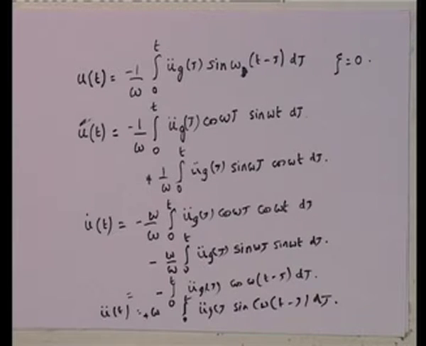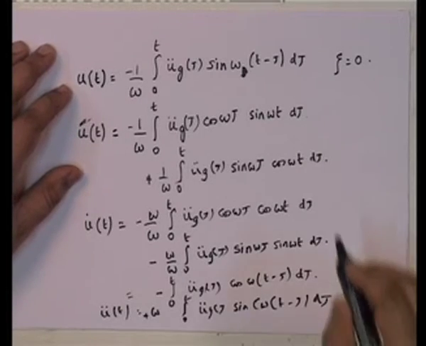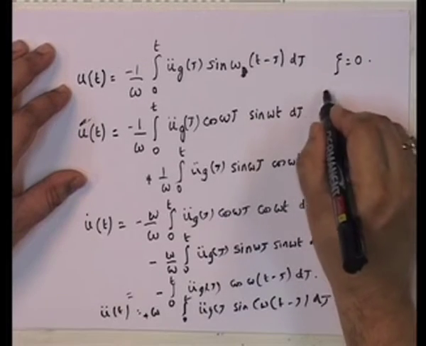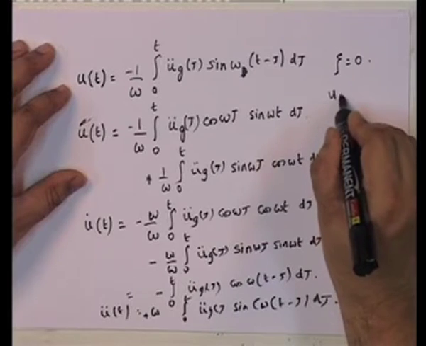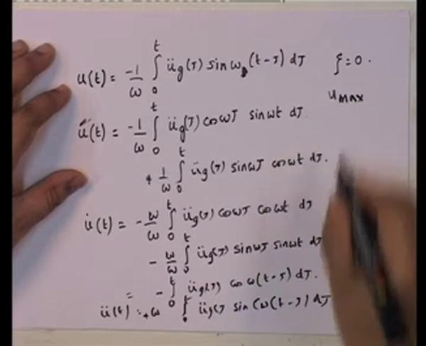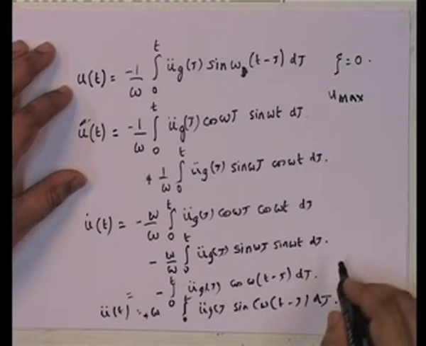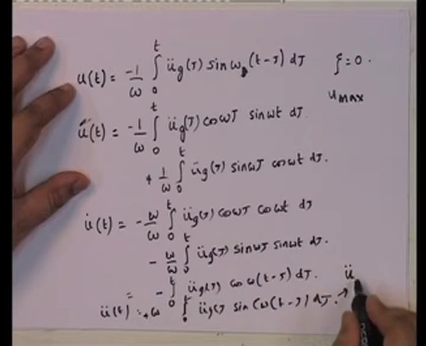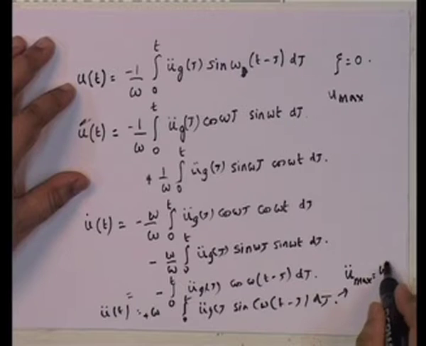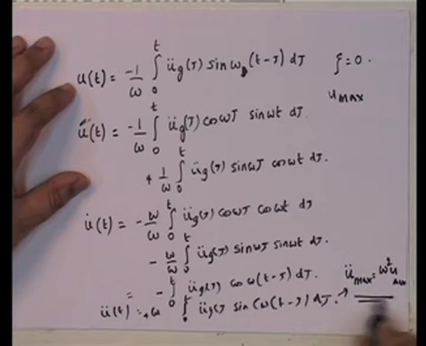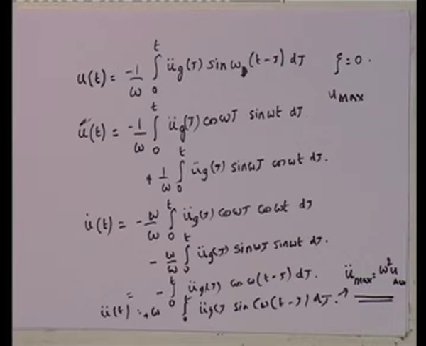Okay. Now the question becomes, if you look at the peak, if this gives you u max, look at this one: u double dot max is nothing but equal to omega squared u max.